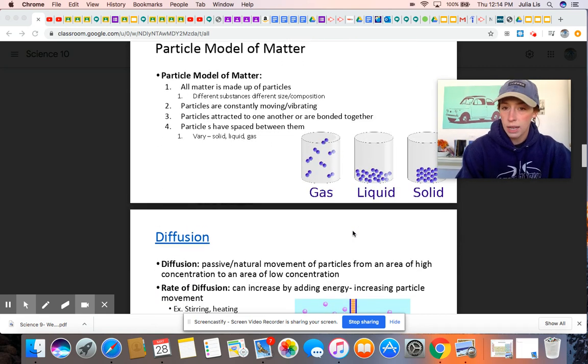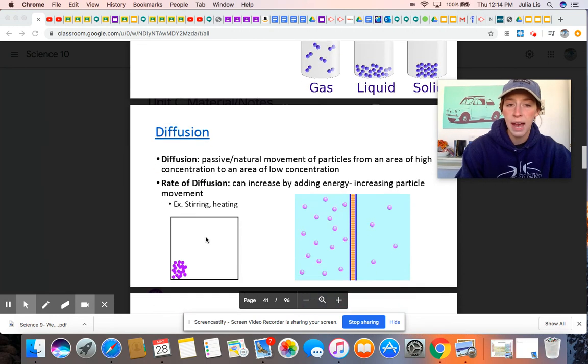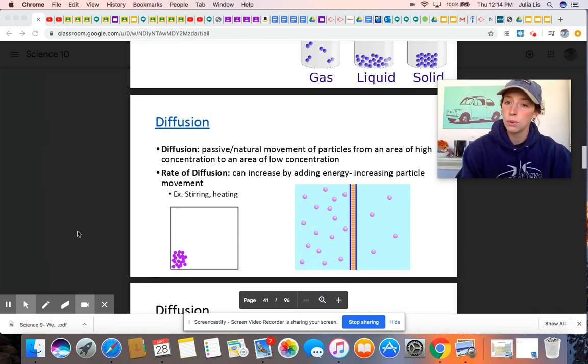And so this concept of solid, liquid, and gas, the particle model of matter, is important when we look at how particles move, and concentration and what's going on inside a cell versus outside the cell. So there's a video I'd like you guys to watch about diffusion. Diffusion is something you would have learned about way back in grade 8.